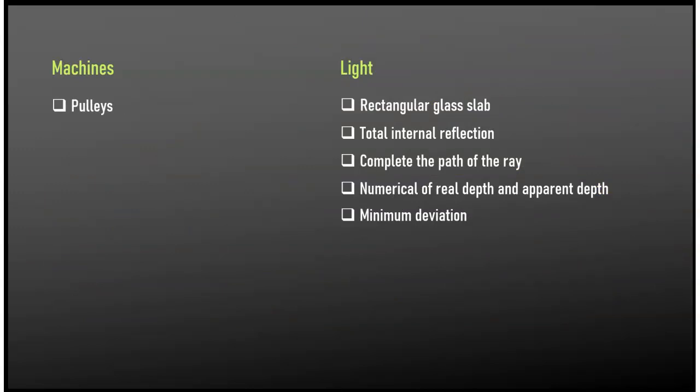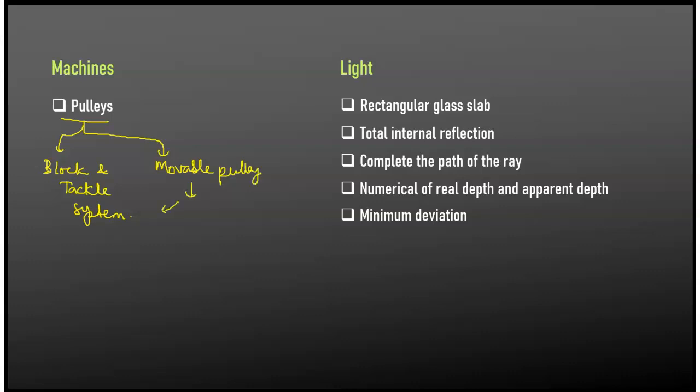Next, you have pulleys. For pulleys, firstly the most important, which comes every year, is the block and tackle system. Don't miss it. It has to be there in any form. And secondly, I think this year the movable pulley is important. So there can be a question on the movable pulley: the mechanical advantage, the velocity ratio, the efficiency, all this of a movable pulley. It came actually in one year, and I think they may give this kind of question this year as well.